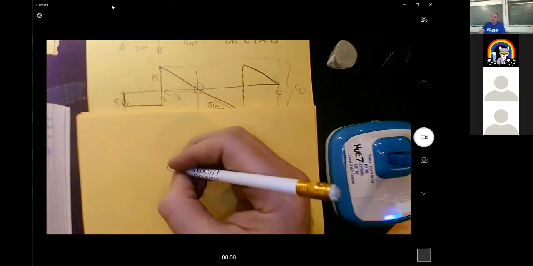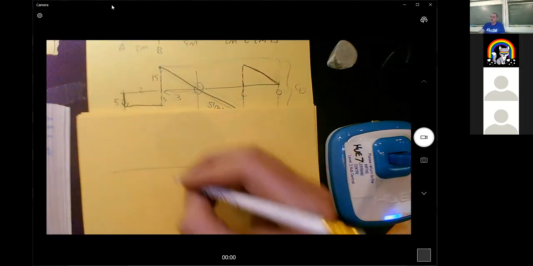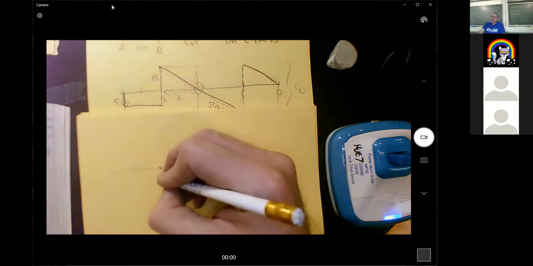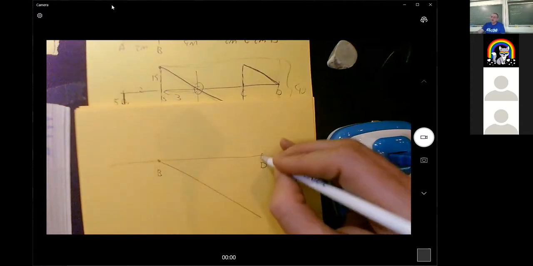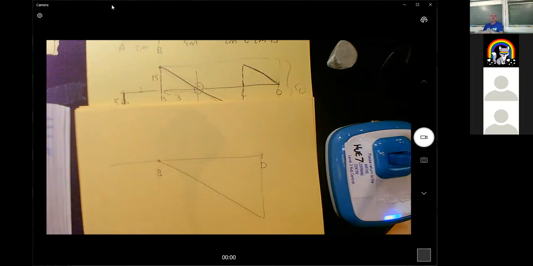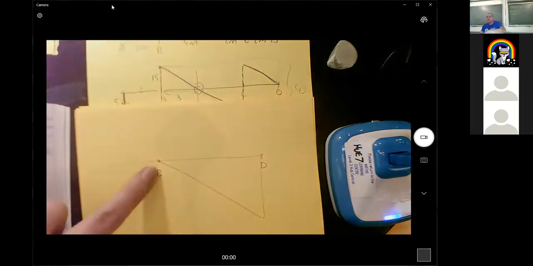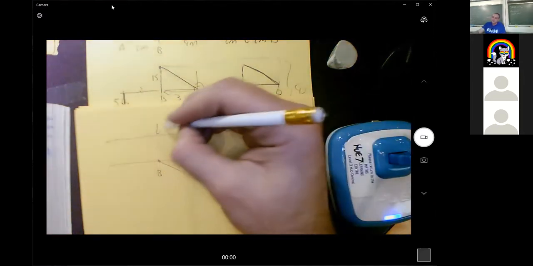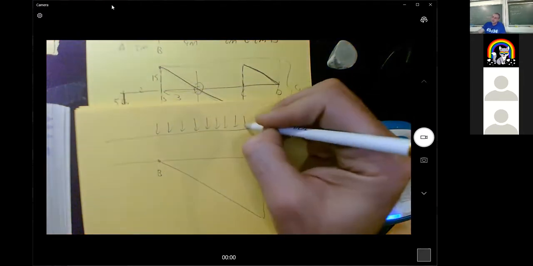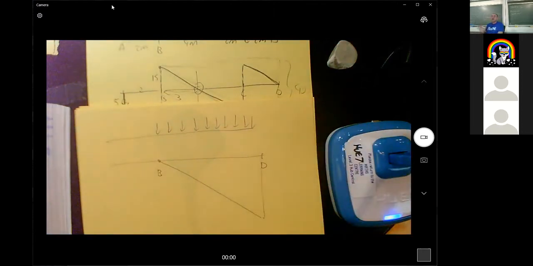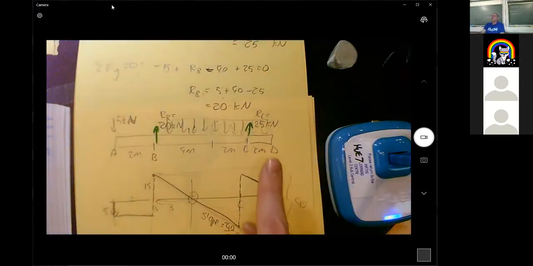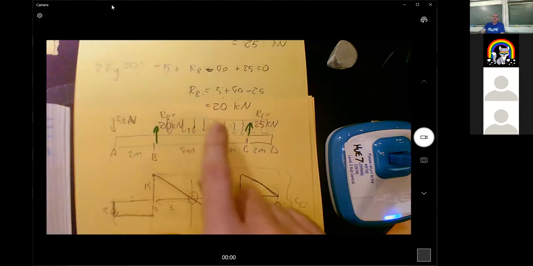I'm going to say something about that distributed loading. If that distributed loading was all by itself and there was nothing else going on, then it would start here at B and finish here at D and go down like that. If that distributed loading was all there was, it would produce this thing. And the slope is 5. I actually knew the slope was 5 because every meter goes down 5. Every meter adds an extra 5 kilonewtons. That's what the distributed loading was. It was 5 kilonewtons per meter.